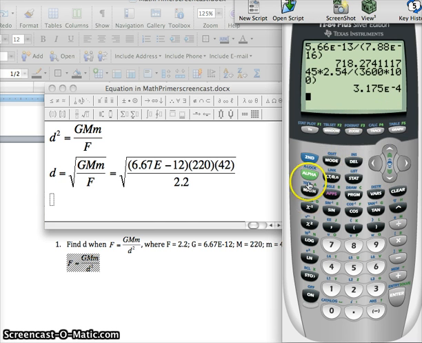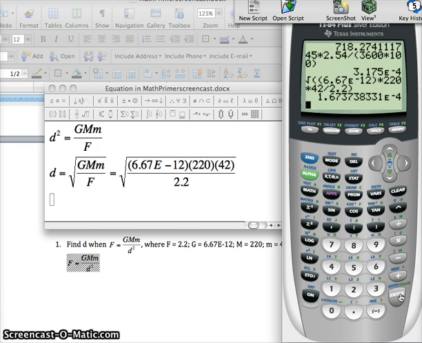So I'll start all over. It's going to be the square root, and I did that on purpose, so you would see that sometimes people make mistakes and then they don't get frustrated. So you open parentheses, and then you need another set of parentheses for the particular number, 6.67 e to the negative 12. Close that parenthesis, and then times 220 times 42 divided by 2.2. Close parentheses. Now we're taking the square root of everything inside the parentheses, and that's 1.67 times 10 to the negative 4.